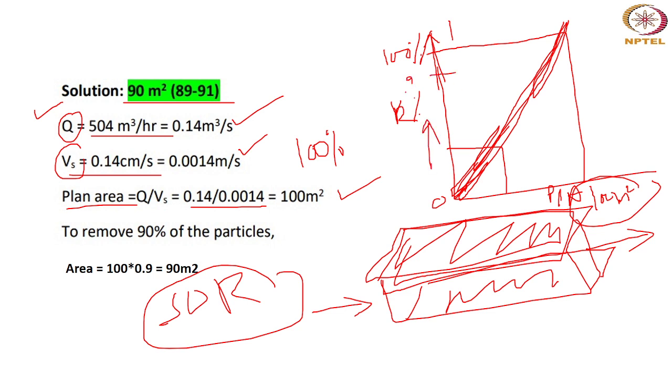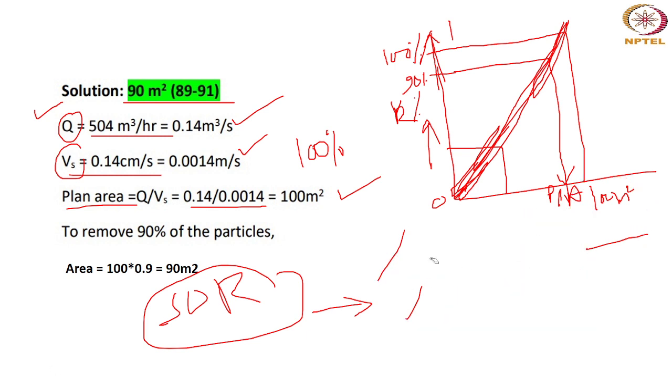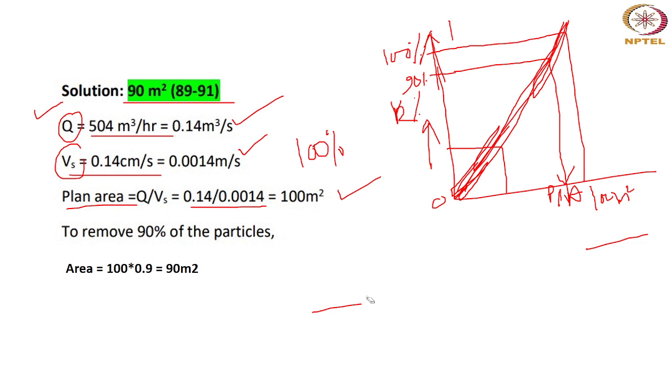Now I need 90% removal, not 100% removal. So it will be a lesser value than this 100 meters square. As this is a proportional relationship, we can write 100 multiplied by 0.9, since I need 90%, so that is 90 meters square.